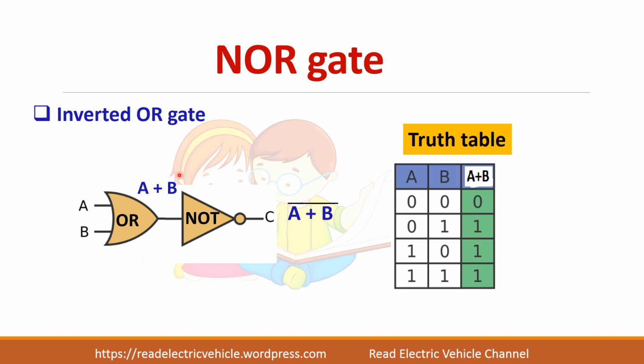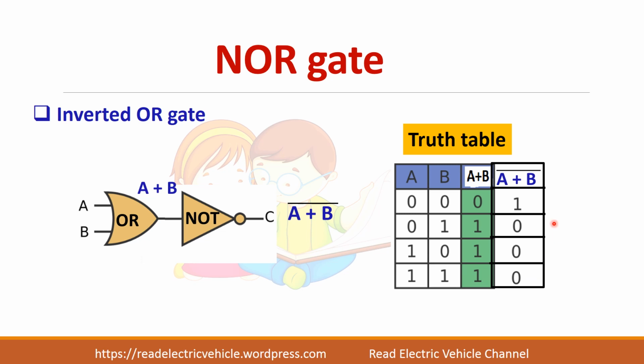Now this output, you are inverting it. You are giving this A plus B as input for the NOT gate. So your output will be A plus B the whole bar. So if you find A plus B the whole bar, 0 becomes 1, 1 becomes 0. So for NOR gate, this is the output.